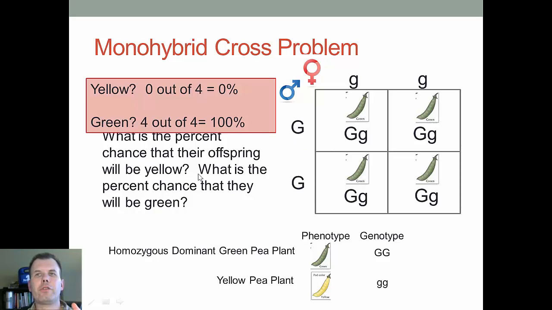So when they ask what is the percent chance that they're going to be yellow, that would be 0 out of 4 or 0%. And if they're green, it would be 4 out of 4 or 100%. Hopefully you were able to get that right.